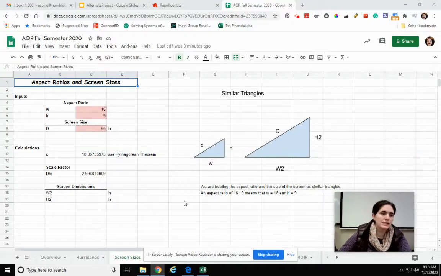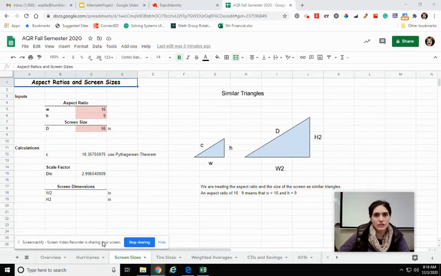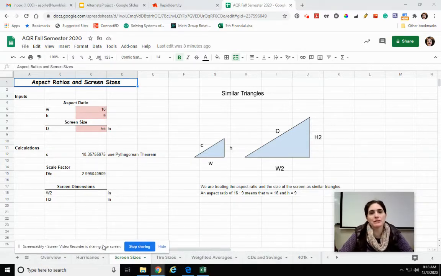Okay, so the next part of our fall semester spreadsheet is our screen sizes. So it was aspect ratios. I think it's called aspect ratios in the media. And basically we had this thing where we had an aspect ratio of a screen. So we're looking at screen size.